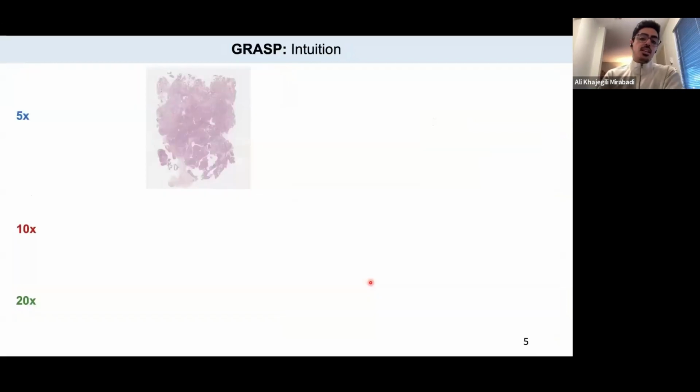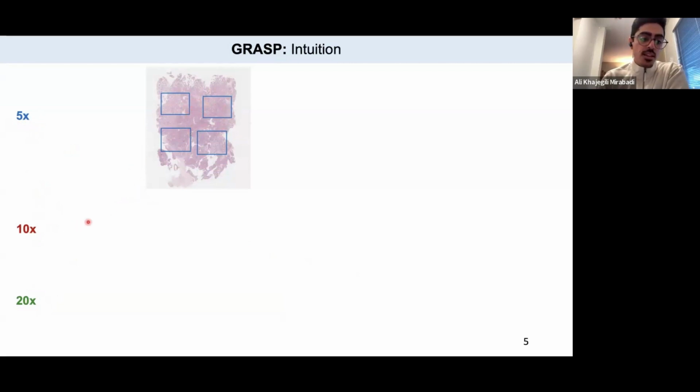So with all of these challenges, we came up with GRASP, which has a really simple idea and intuition. The intuition is basically that when we have a whole slide image, we extract patches in different magnifications: 5x, 10x, and 20x. 5x represents the lower magnification, up to 20x that represents the high power. So let's say for the sake of simplicity, we extract 4 random patches.